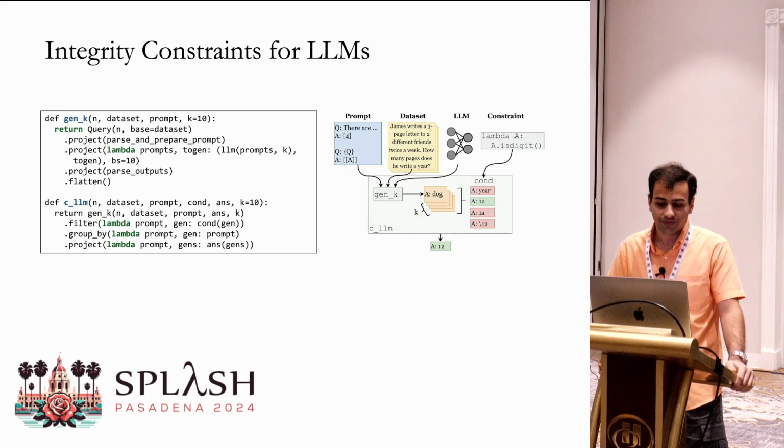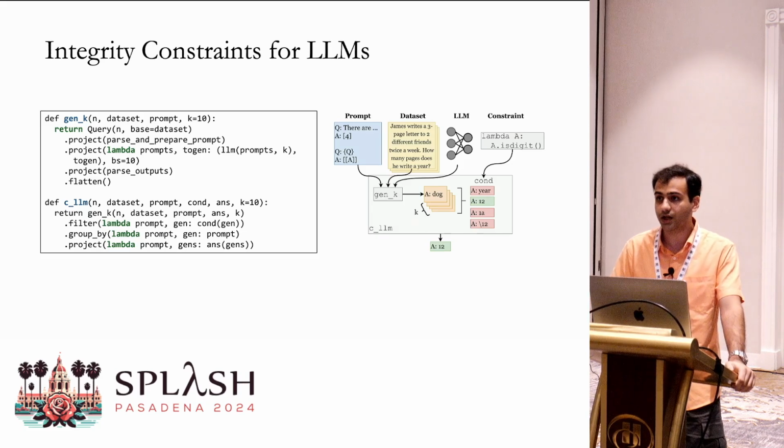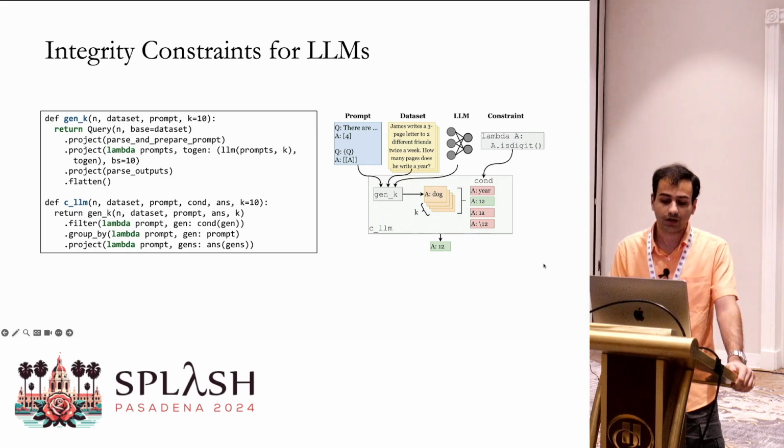Then it gets passed on to a constraint. As you see over here, the constraint is a lambda function. So this constraint can be literally anything. So you can even imagine a code generation LLM being constrained by the constraint that the output needs to be syntactically correct or adhere to certain static checks or things like that.